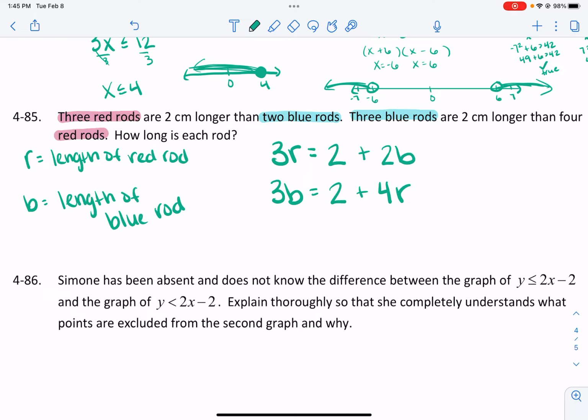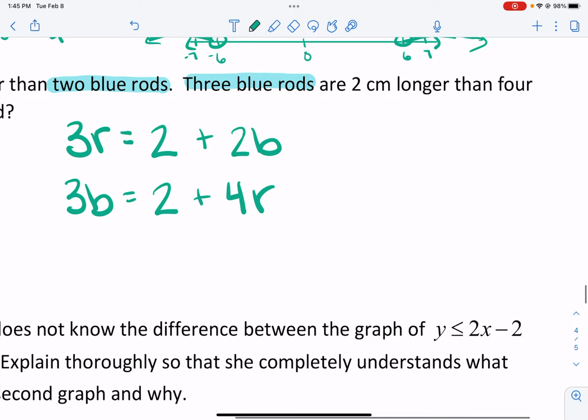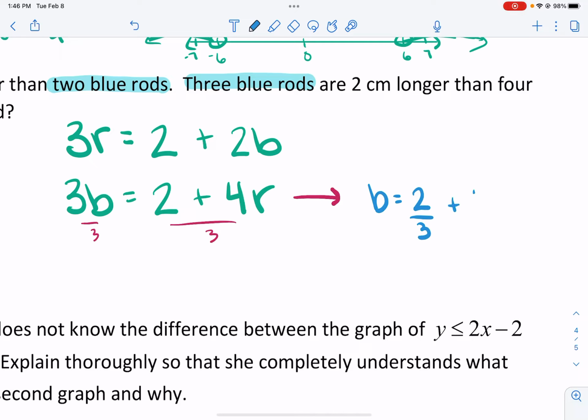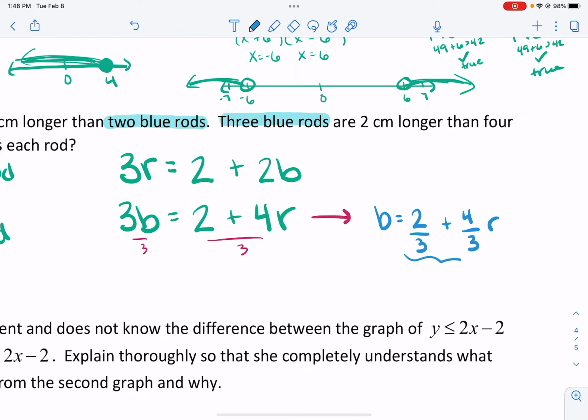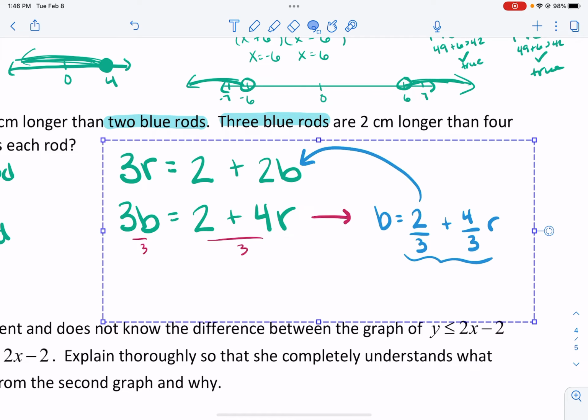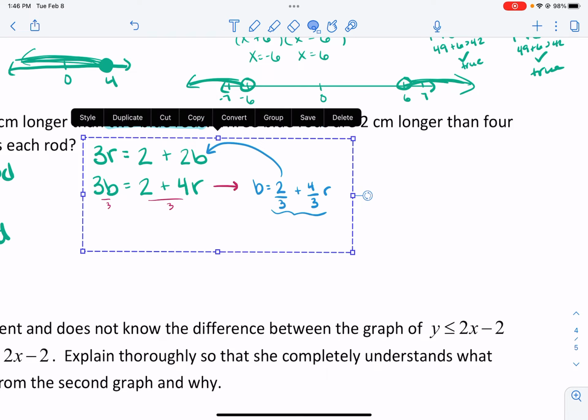So let's go ahead and solve. Let's rewrite this one so we can get B by itself. So if I divide by 3 here, we will have, let me use blue, B is equal to 2 over 3 plus 4 over 3R. All right, I'm going to take that piece here and plug it in for the B here. Okay, I know it's a little bit confusing, but hang in there.